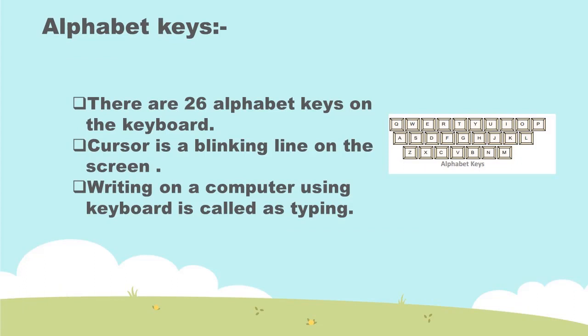Now children, alphabet keys, as I have told you earlier, there are 26 alphabets and we know that it is from A to Z. So alphabet keys are also 26. Cursor, what is cursor? Cursor is a blinking line on the screen from where we can start writing. It tells us that we can start writing or typing from that place. Okay, writing on a computer by using the keyboard, we call it typing. So when we press keys and write some words or letters or sentences, it is called typing.